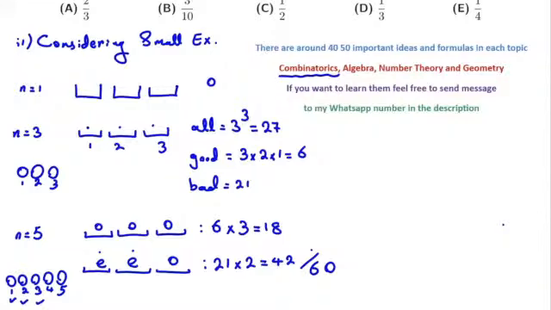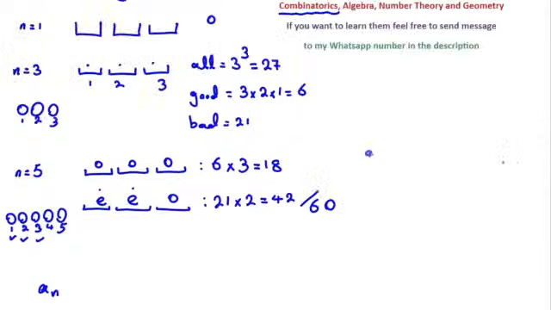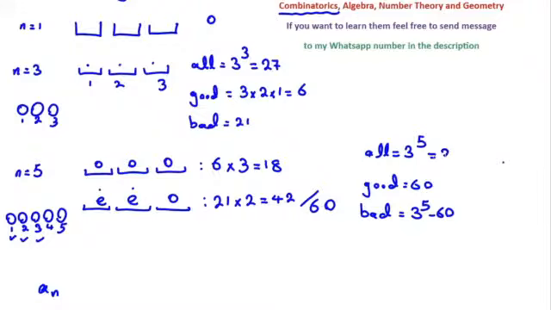Okay, now let's calculate for general n. I say a_n is the number of ways on n. If I want to calculate probability, so 60 good cases here, all will be what? 3 to the 5. Good cases will be 60. And bad cases will be 3 to the 5 minus 60. 3 to the 5 is 3 times 81, which is 243. 243 minus 60 will be 183.